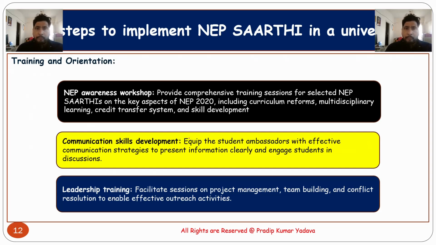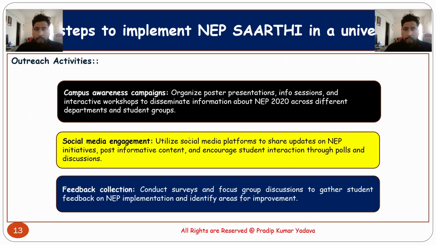And also they have to provide leadership training so they can understand the meaning of team, how they can build the team, and how they can resolve conflict between students or between team members. And also they have to do some outreach activities like a campus awareness campaign, meaning organizing poster presentations, information sessions, and interactive workshops to disseminate information about NEP 2020 across different departments and student groups.